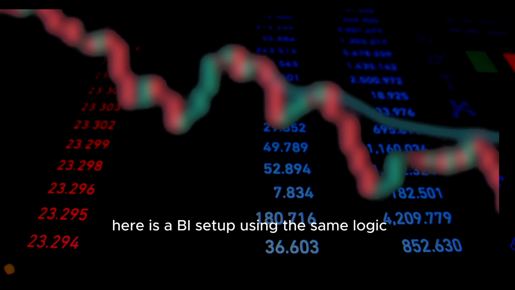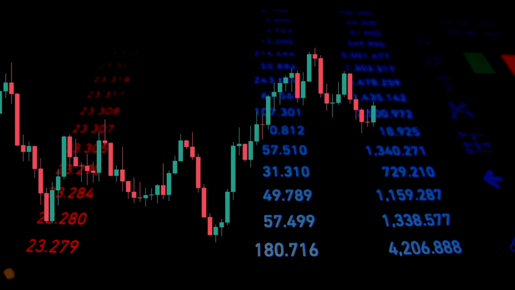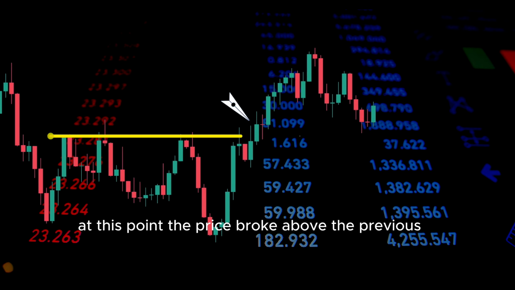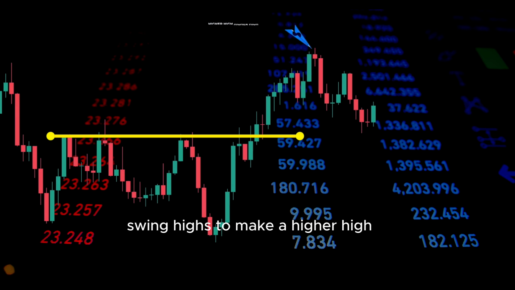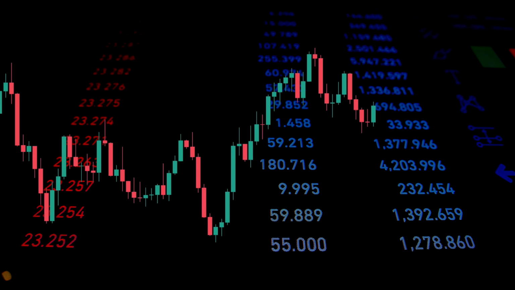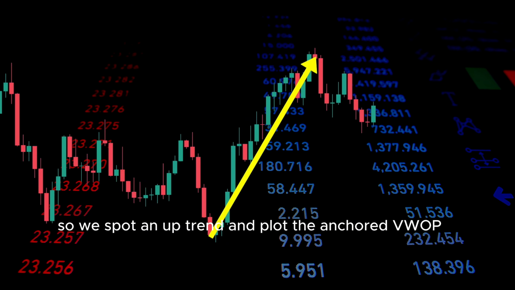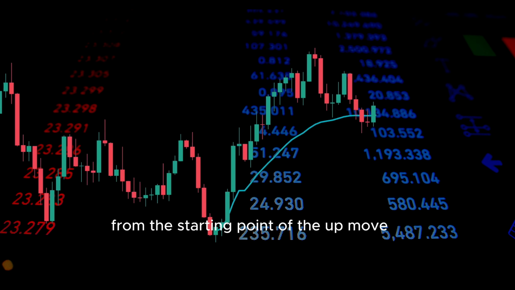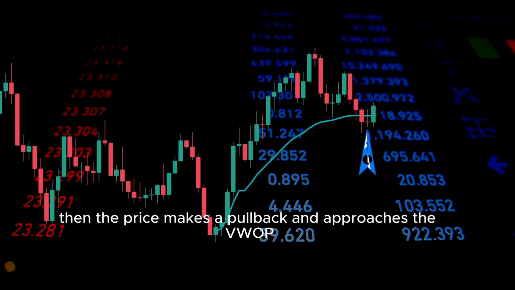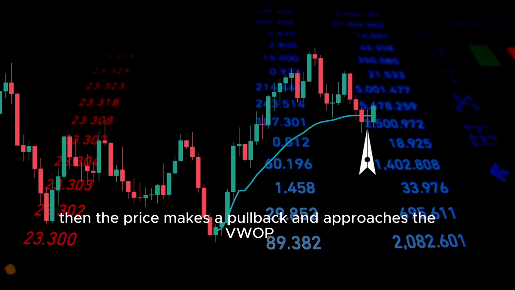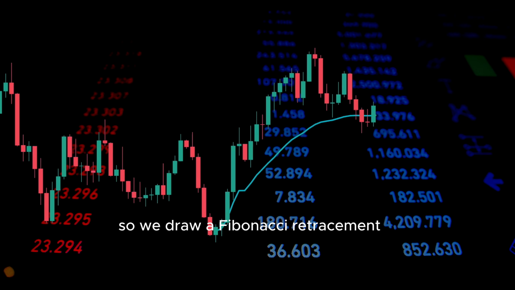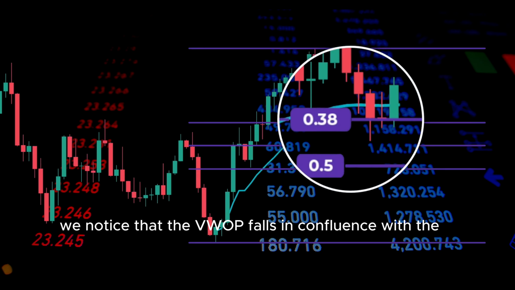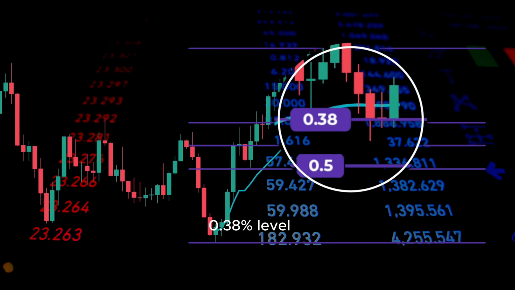Here is a buy setup using the same logic. At this point, the price broke above the previous swing highs to make a higher high. So we spot an uptrend and plot the Anchored VWAP from the starting point of the up move. Then the price makes a pullback and approaches the VWAP. So we draw a Fibonacci retracement. We notice that the VWAP falls in confluence with the 0.38 level.